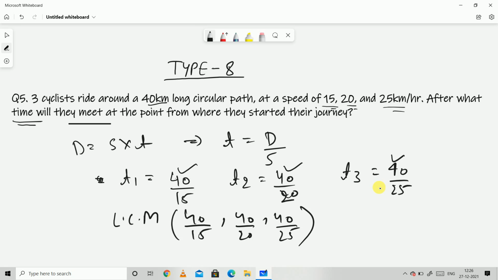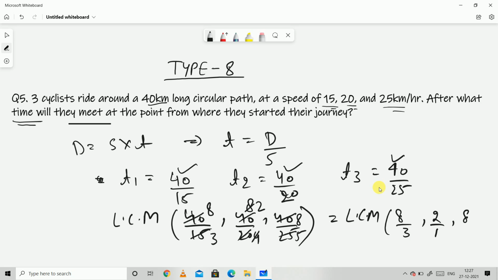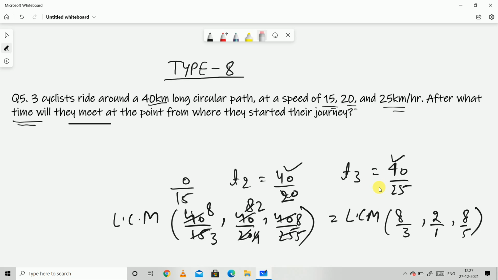Now these can be reduced. We can clearly see that. 5 8s are 40 and 5 3s are 15. 5 8s are 40 and 5 4s are 20, and again this is 2, 4 2s are 8. And here 5 8s are 40 and 5 5s are 25. So what I got is the LCM of 8 by 3, 2 by 1 and 8 by 5. 2 can be written as 2 by 1, and we had already seen in our previous videos how to find the LCM of fractions.